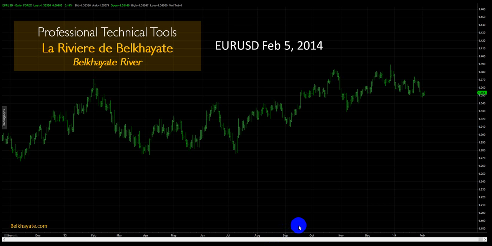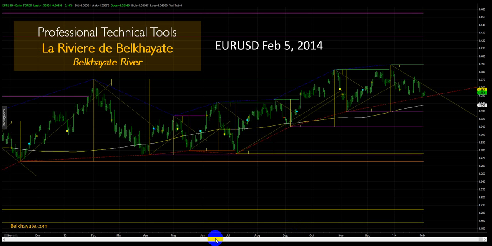The chart you're looking at in front of you is a daily euro dollar chart, and let's get started by applying the indicator. As you can see, the indicator has been applied. You're noticing a lot of horizontal, vertical, and diagonal lines. We'll try to break them down because we realize it's not easy to see at first. We'll start with the horizontal.